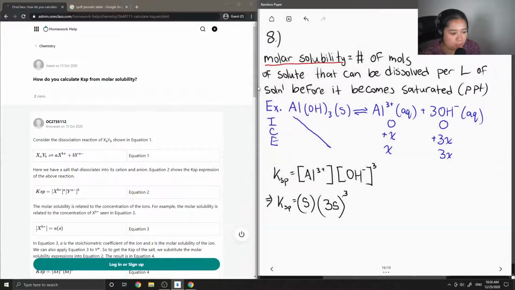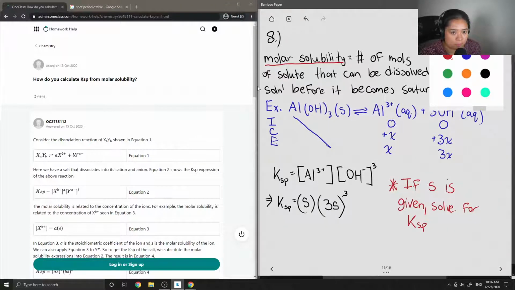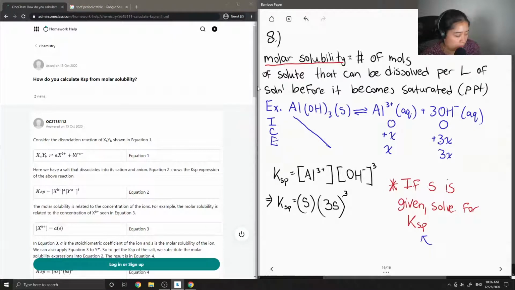Okay, so now that we have this expression, if our molar solubility is given, then we can just solve for KSP. So KSP is just the solubility product constant.